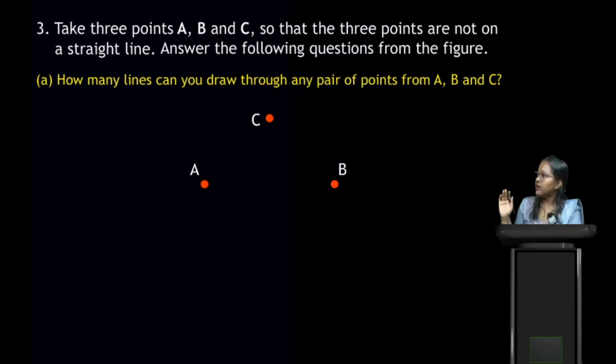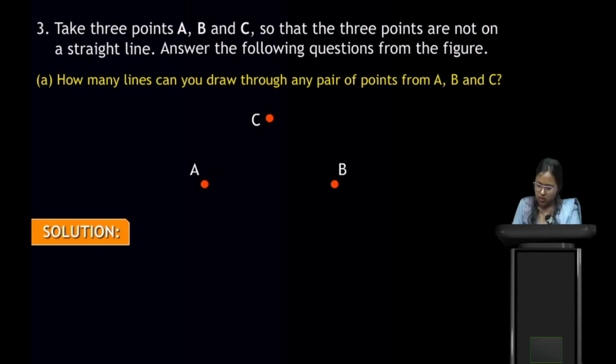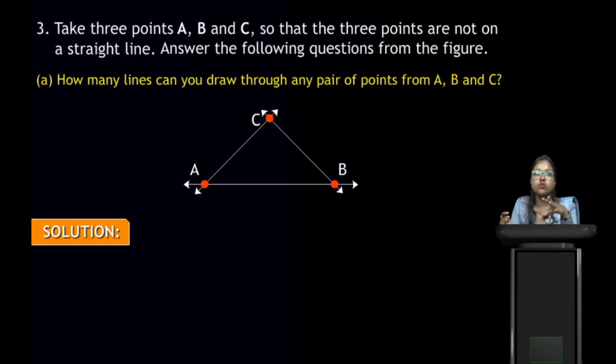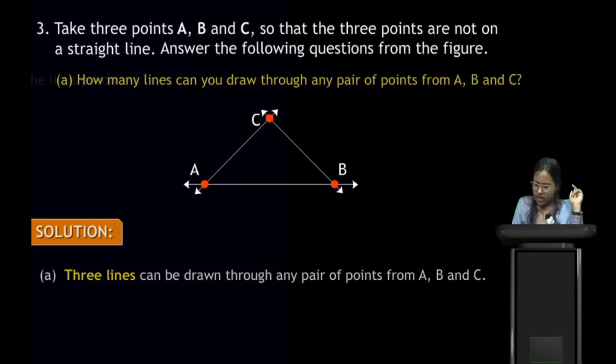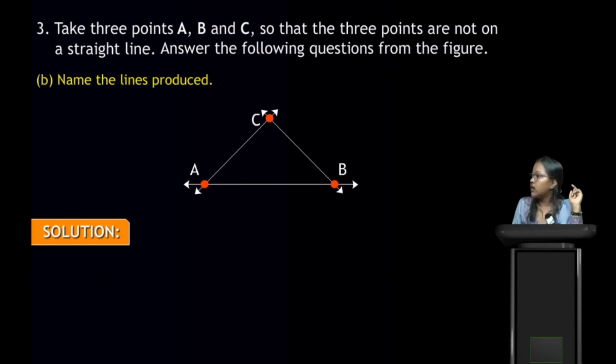The first question is, how many lines can you draw through any pair of points from A, B and C? So let's see how many lines you can draw. Already I show 3 lines possible, right? Because each time if you try to join any 2 points, automatically you will see another point will not pass through that line. So in this way, how many lines possible? Total 3 lines possible. Okay, so 3 lines can be drawn.